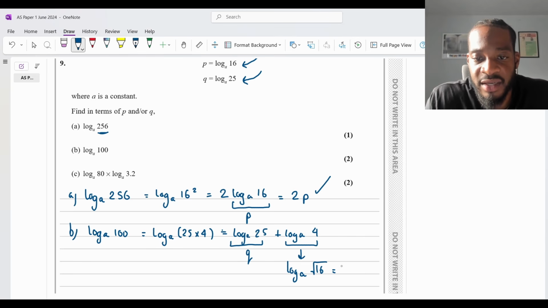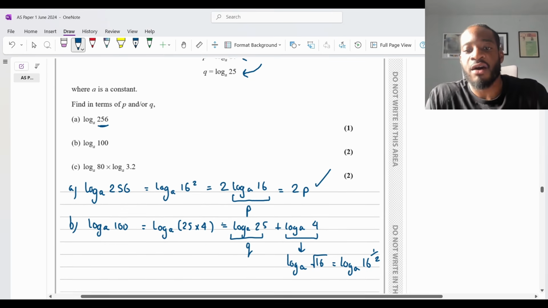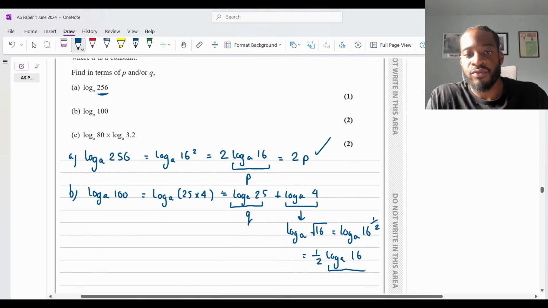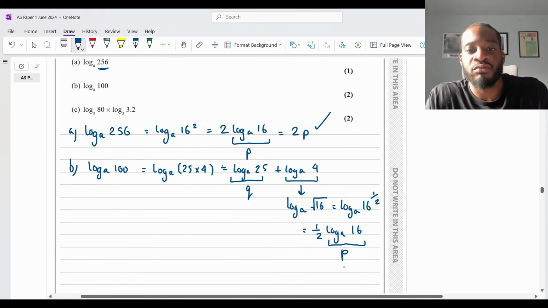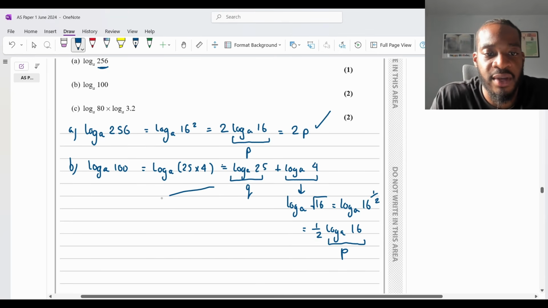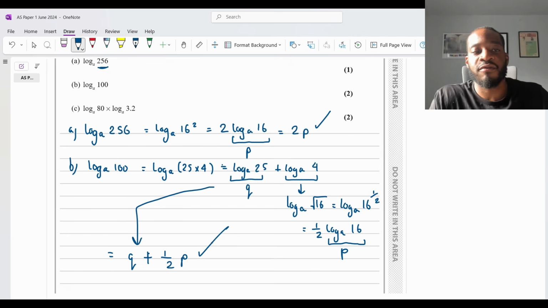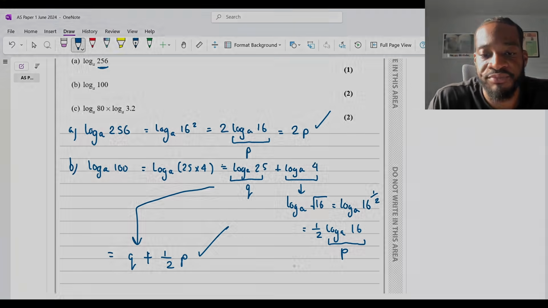Now, what we can do from here is say that, again from our index laws, that is 16 to the power of 1/2. And then now we can drop that half to the front. So it actually just becomes 1/2 of log base a of 16. And from here, remember, this we know is p. So therefore, we've got 1/2 times p. So all in all, it becomes log base a of 25, which we know is q, plus log base a of 4, which we figured out is just a half log a of 16, which is p. So therefore, it's q plus a half p. And that is it for part A and B. We'll go into part C now.